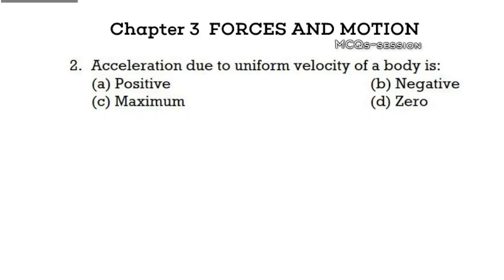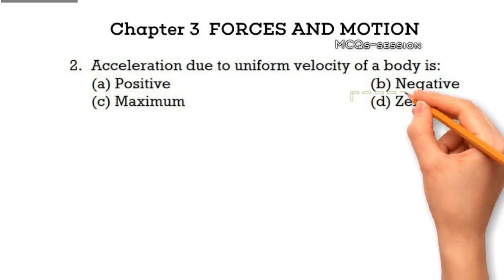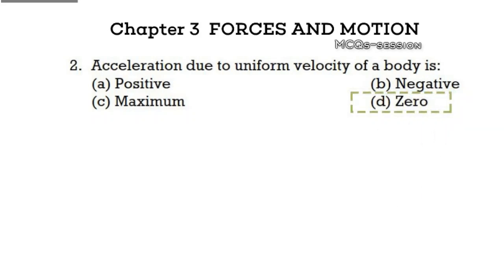Pause the video and guess the correct answer. The correct answer is D, 0. Explanation: when a body has a uniform velocity, it means there's no change in speed or direction, so the acceleration, which measures the rate of change in velocity, is 0.